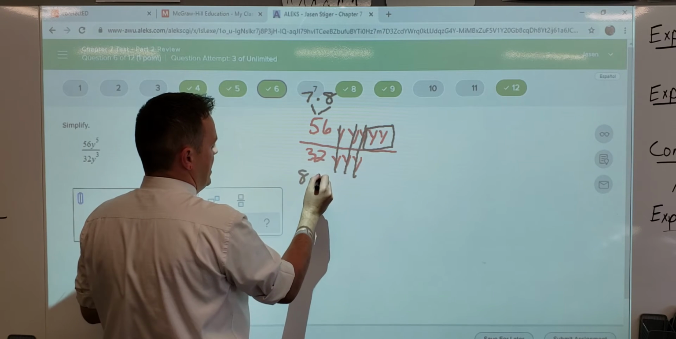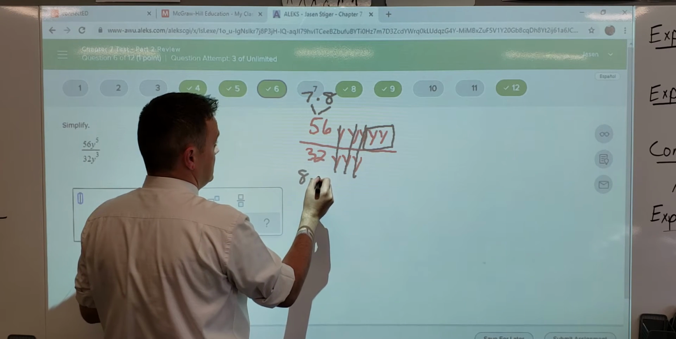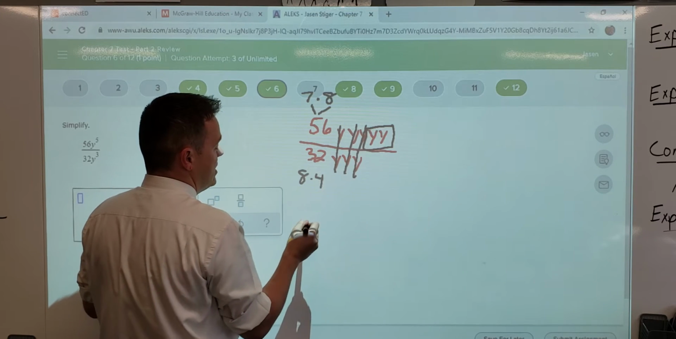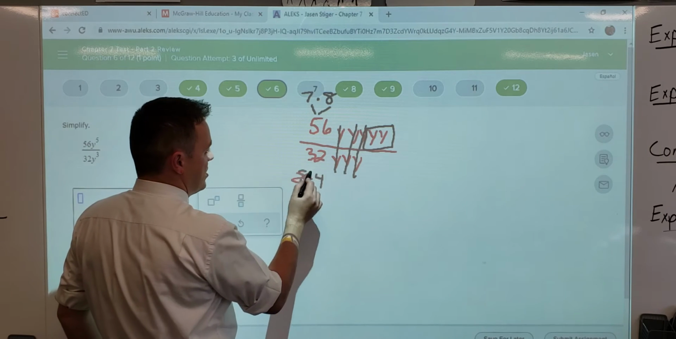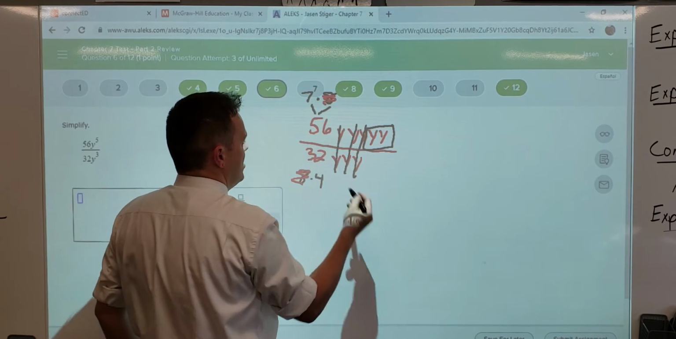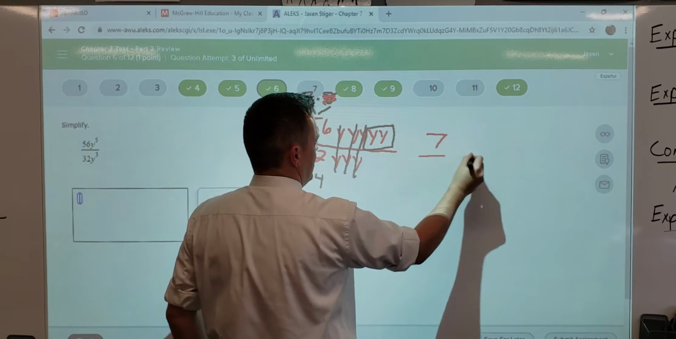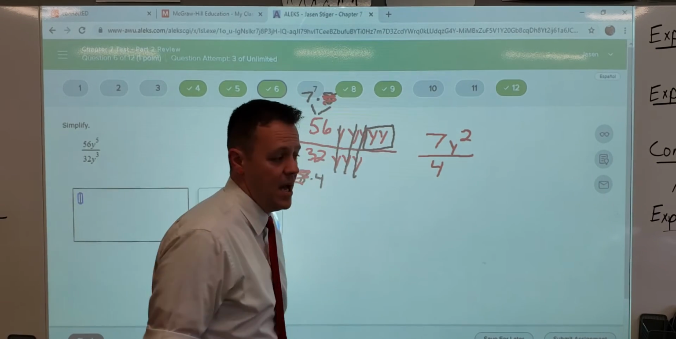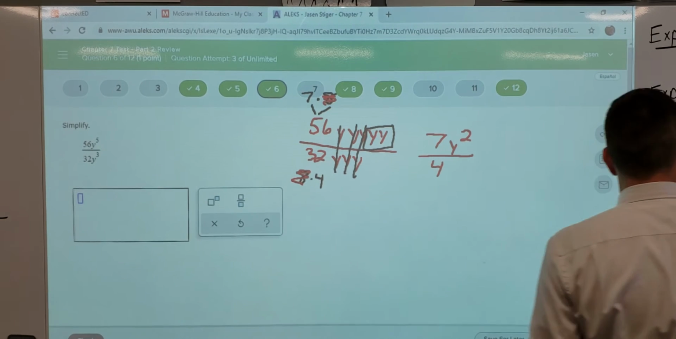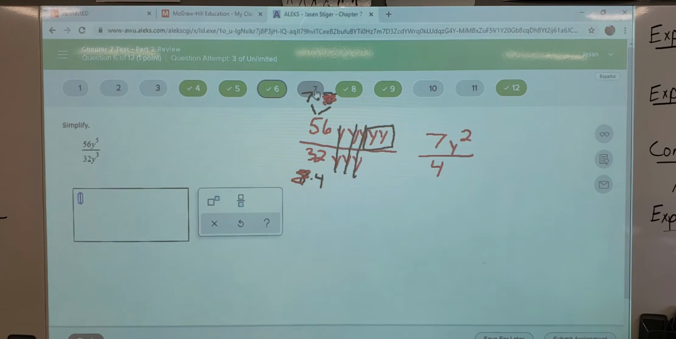However, me knowing my math, I believe the answer to this would be 7 times 8 is 56, and then 8 times 4 is 32. So what gets eliminated? The 8's would be eliminated because they cancel each other out. So it would be 7 over 4, and then I have 2 y's left on top. Plug it in. For my case, I'll plug it in. I try to get the answer. I know it's going to be correct. Okay, number 7.